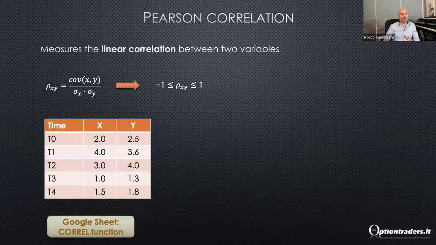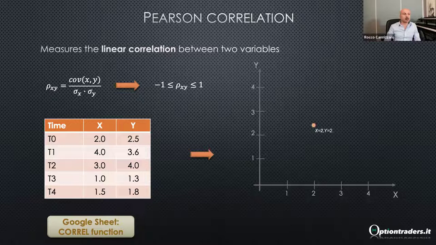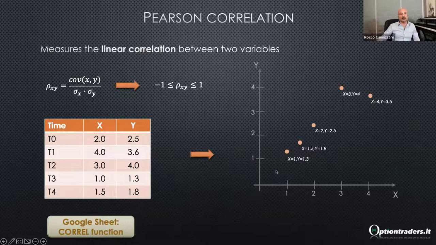Just graphically speaking, let's say that we have two time series, X and Y, over five time periods from T0 to T4. And so what we do is graph them on a chart. For example, we take the first point, which would be X equal 2 and Y equal 2.5, and we draw it on this plane. And we do the same for all of the other points on our table. And essentially, if you look at these points when we draw them on a plane, there is a bit of a pattern, right? We can see that when the first variable X is growing, so does the variable Y. So there is a certain level of relationship.